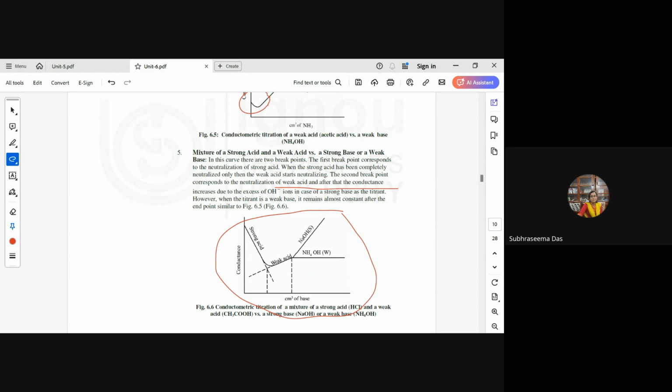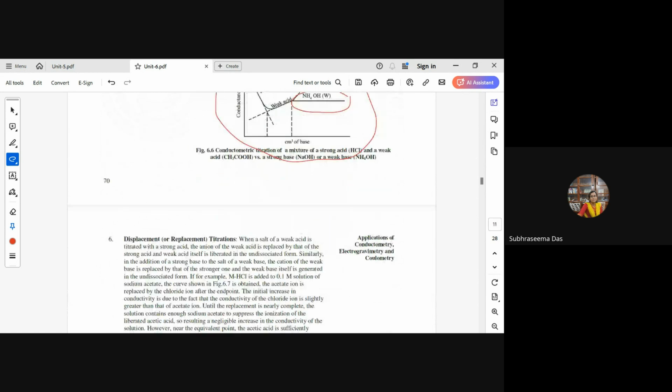by an increase in conductance. Here the conductance increases because OH minus ions are present in excess in the solution if a strong base is taken. However, when the titrant is a weak base, it remains constant. As you can see, if NH4OH is taken, which is a weak titrant, the conductance remains as such. However, when we take sodium hydroxide, it increases. This is a typical case when a mixture of a strong acid and a weak acid is titrated against a strong base or a weak base.